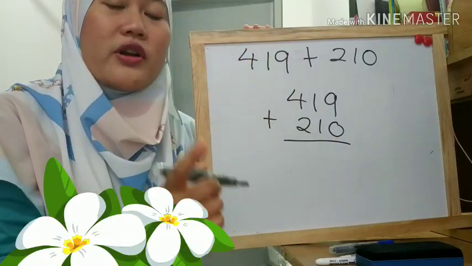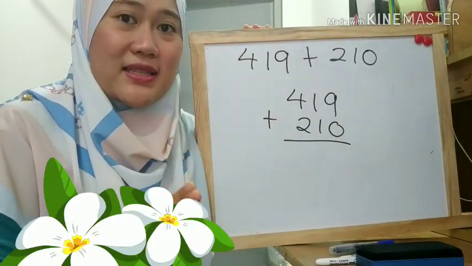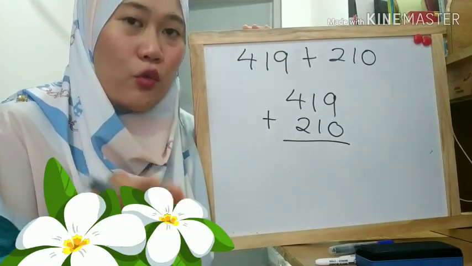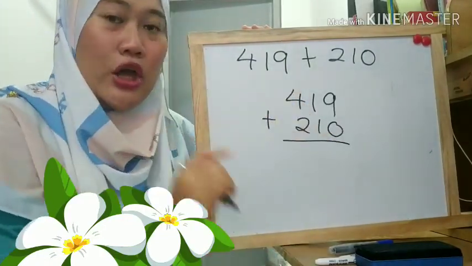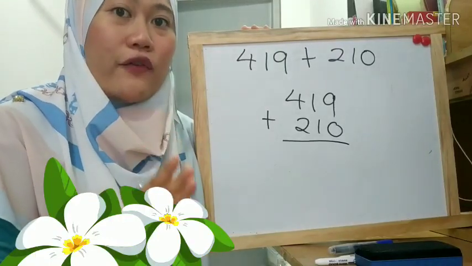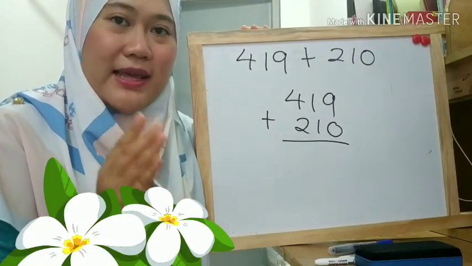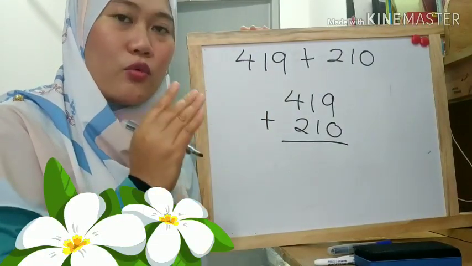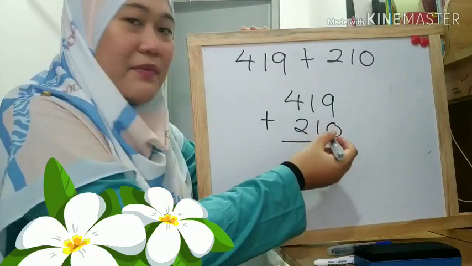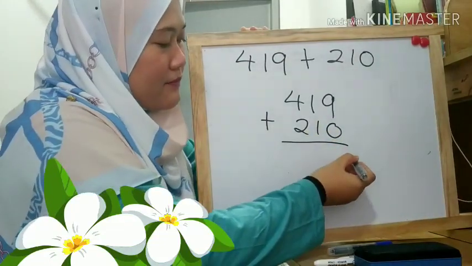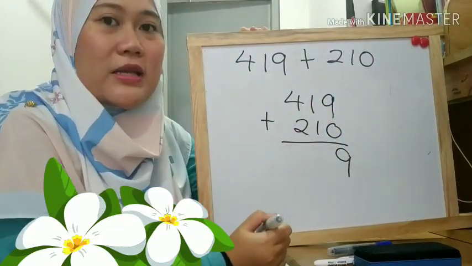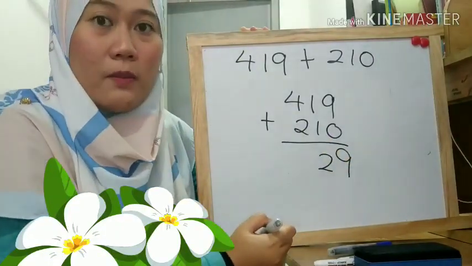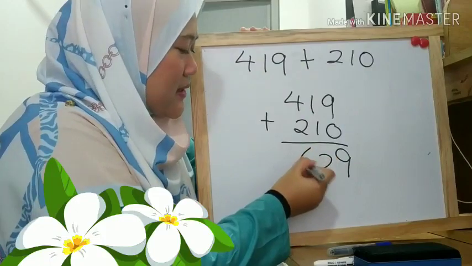Okay, so remember, you must answer from the ones first. Place value of 1 first, here at the back. Do not answer from the 100 place value. 100 place value is here. Answer it from ones first. So 9 plus 0 will be 9, correct. 1 plus 1 will be 2, correct. So 4 plus 2 is 6.